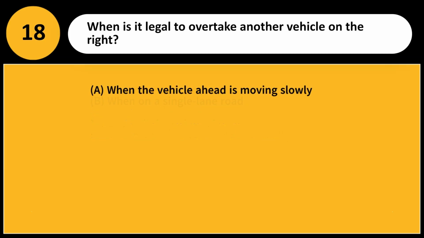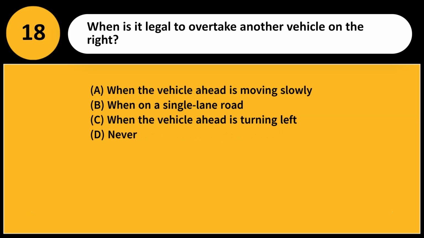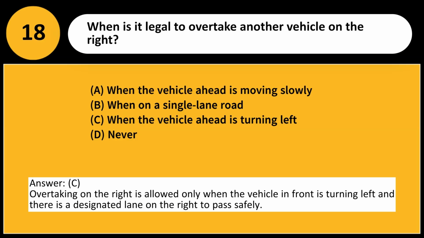When is it legal to overtake another vehicle on the right? A. When the vehicle ahead is moving slowly. B. When on a single-lane road. C. When the vehicle ahead is turning left. D. Never. Answer C. Overtaking on the right is allowed only when the vehicle in front is turning left and there is a designated lane on the right to pass safely.